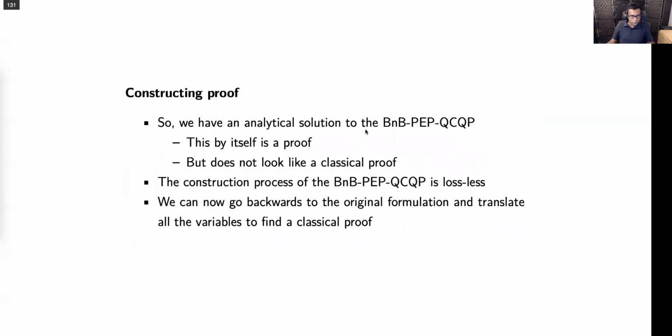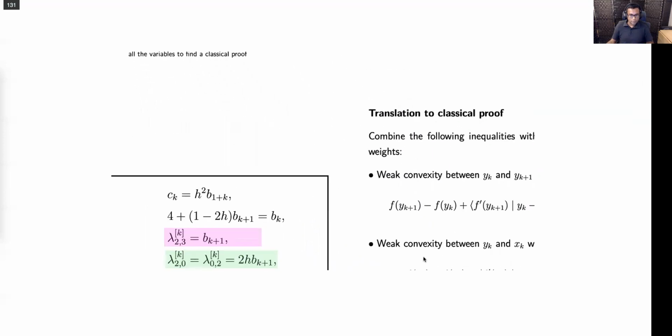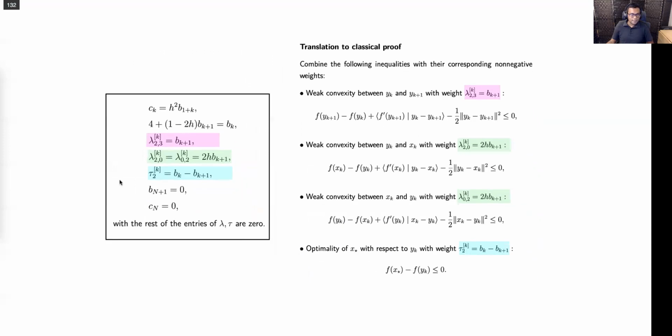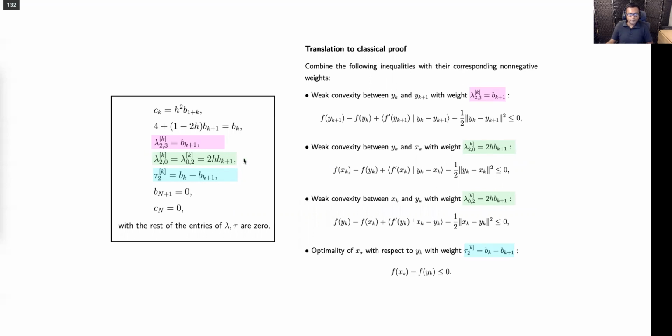So the symbolic solution that we have found corresponds to a proof itself, but it does not look like a classical proof, right? Now, under strong duality and so on, the construction process of BnB-PEP QCQP does not have a loss. So we can actually go backwards to the original formulation and translate all the variables with respect to the original formulation to find a classical proof. How does that work? So remember, in this symbolic solution of the BnB-PEP QCQP, we have dual variables, lambda and tau. And each of these dual variables correspond to one inequality in the original primal formulation.